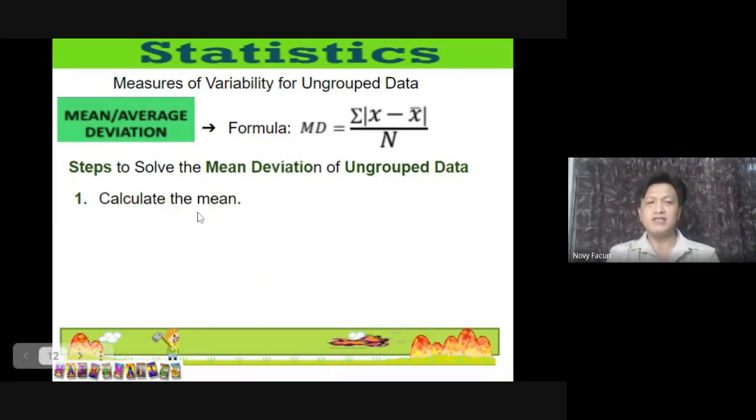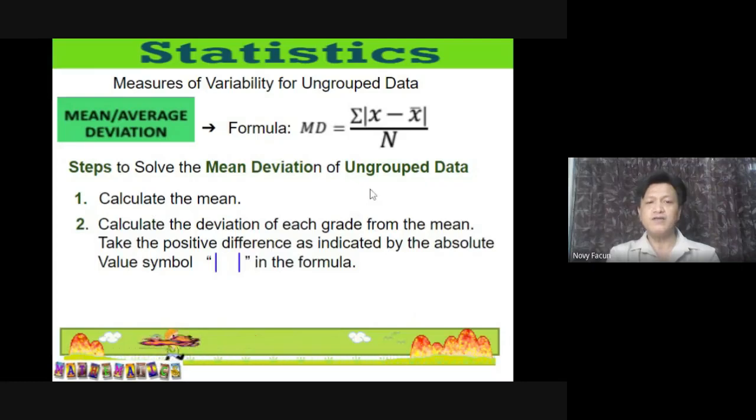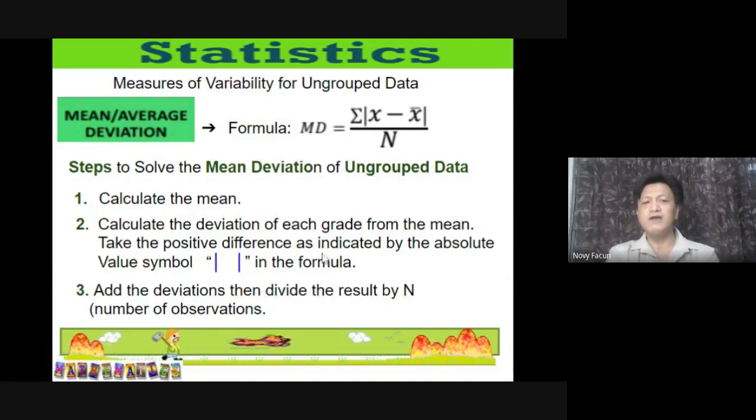So, step 1, calculate the mean. Step 2, calculate the deviation of each grade from the mean. Take the positive difference as indicated by the absolute value. Always remember, always positive yung sign natin dyan. And step 3, add the deviations, then divide the result by n. Yun yung number of observations natin.